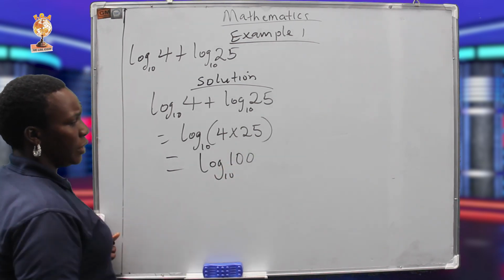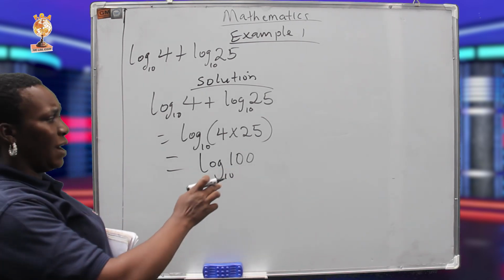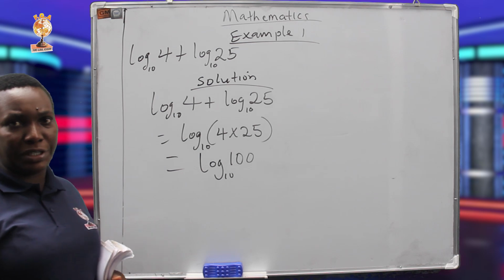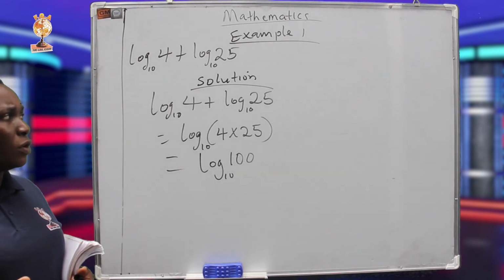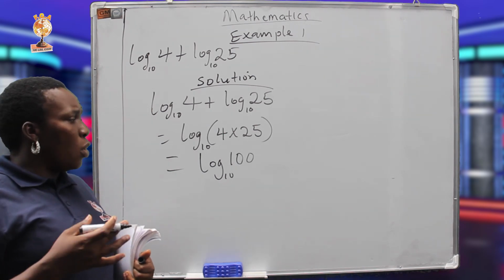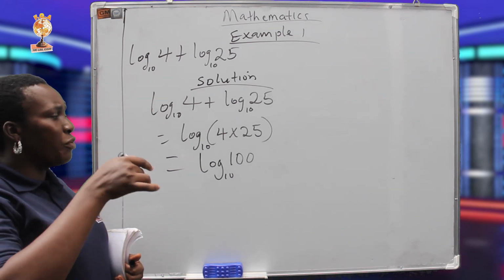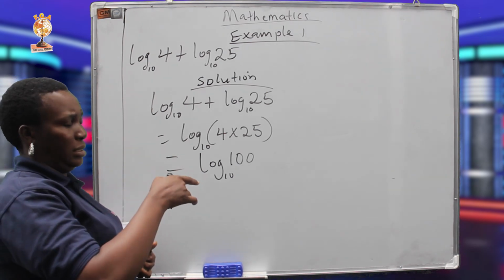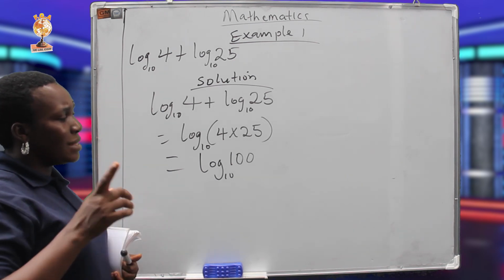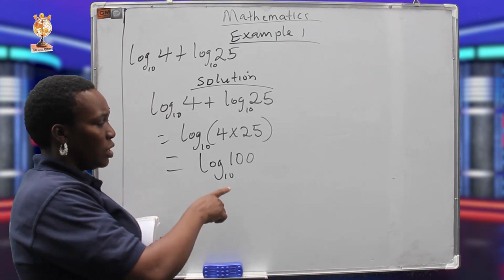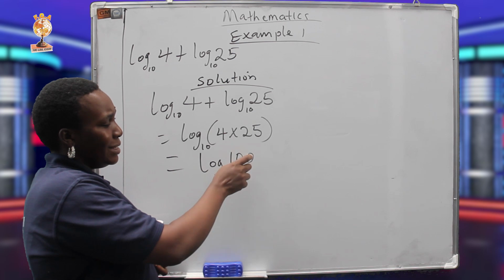Now you're not going to end your answer here because this is a big number. So we are going to find the index form of 100. What do I mean by index form? Anytime you are solving a logarithm question, you always try as much as possible to have a number that is the same as its base, and our base here is 10.